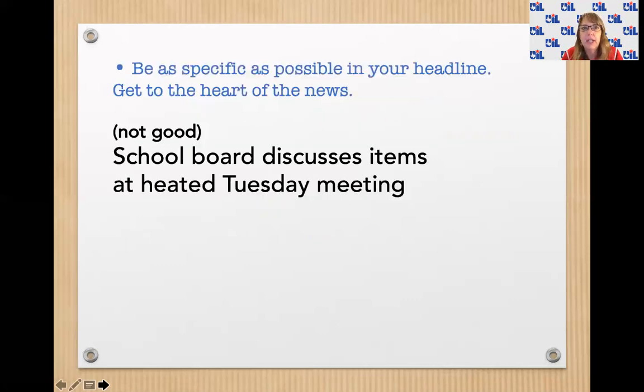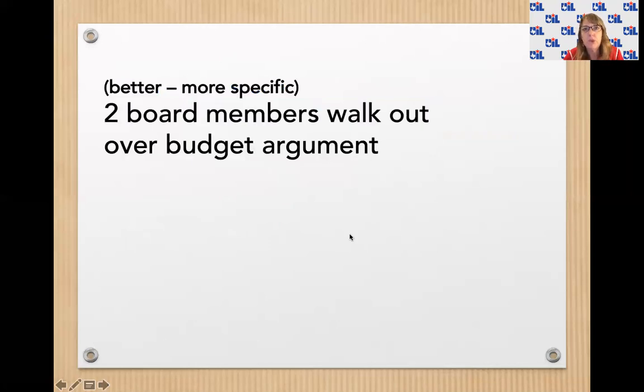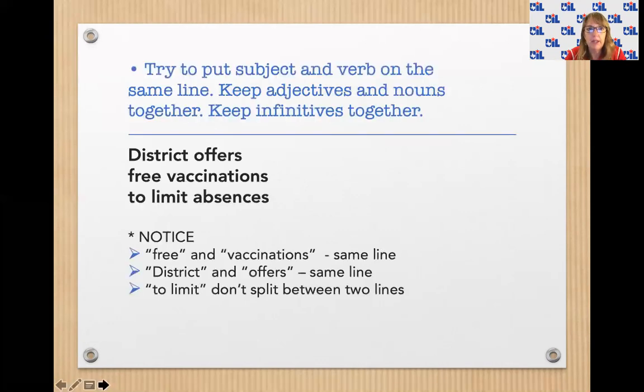Be as specific as possible in your headline. So this is not a very good headline: School board discusses items at heated Tuesday meeting. We don't have a lot of specifics in there. We don't know what they discussed. We don't know why it was heated. So we want to be as specific as possible: Two board members walk out over budget argument. We know so much more in this headline. We know that two board members left, and we know why it was heated: it was over a budget argument. So this is a much better headline than the previous one, much more specific.